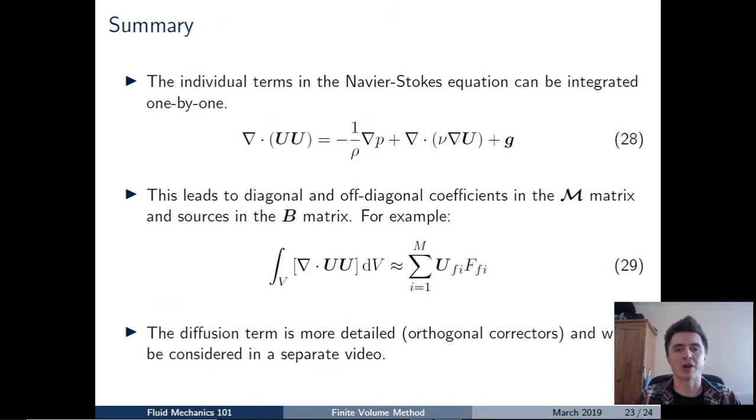Just to summarize and wrap up what I've talked about today: the individual terms in the Navier-Stokes equation are integrated over the cell volume individually, and each of these integrals gives us different contributions to the M matrix and the b vector. As an example there, I've put the convection term, and then what we do is we add those contributions up and assemble our complete Mu equals b matrix equation, which we can solve using an appropriate iterative solver, such as an algebraic multigrid method, for example.